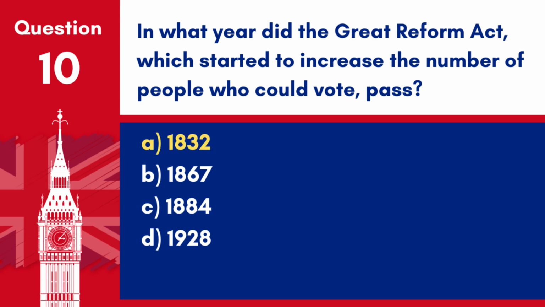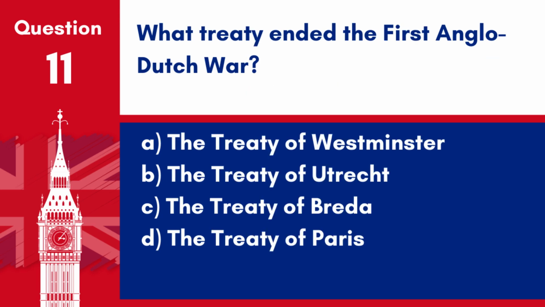Answer: A. 1832. The Great Reform Act, which began to increase the number of people who could vote, passed in 1832. Question 11. What treaty ended the First Anglo-Dutch War?